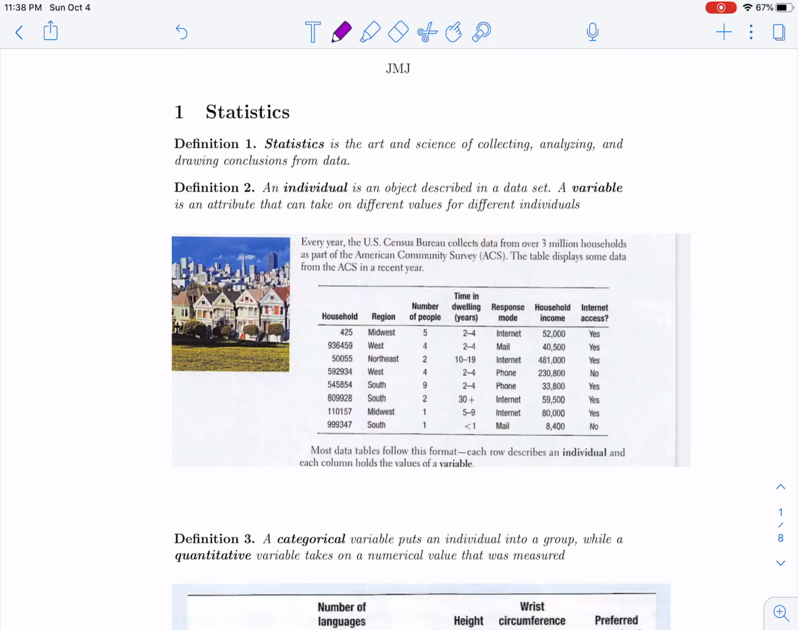Gentlemen, welcome to our introduction to statistics. So, statistics is the art and science of collecting, analyzing, and drawing conclusions from data.